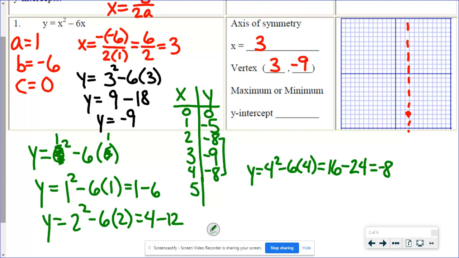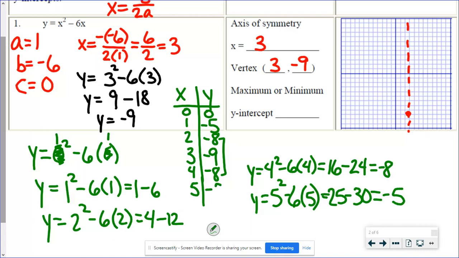Notice how those two match. This next one should be a negative 5. When I put a 5 in, I'll get 5 squared, which is 25. Oh, I'm sorry, that should be a 6 times 5 right there. So I'm going to have 25 minus 30 is negative 5. And then if I would put in a 6, I'm going to get a 0. I'll have 6 squared, which is 36, minus 36. That is 0.